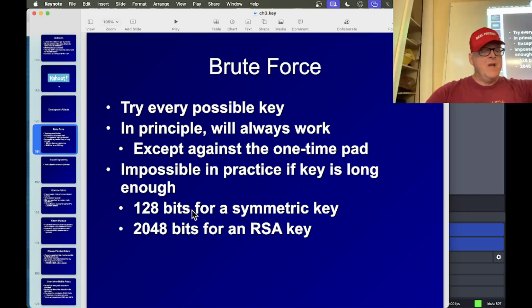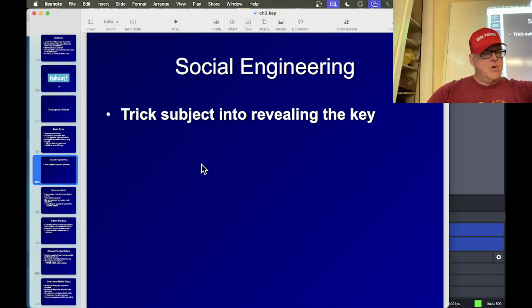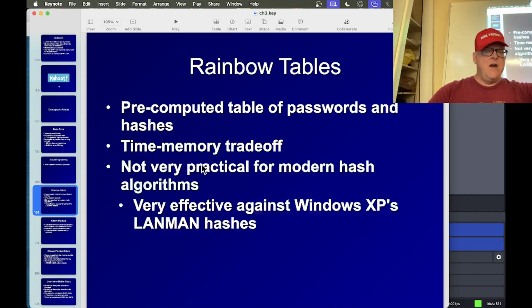So if you have 100 bits for a symmetric key or 2048 bits for an RSA key, that's enough that you'd be perfectly secure here, unless somebody found a shortcut where they don't really have to try all possible keys. And social engineering is commonly the case. You trick the human into handing over the key. That's always a weak spot, and humans are very often the weak spot.